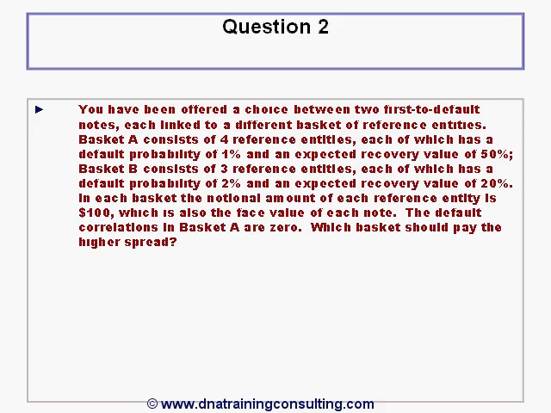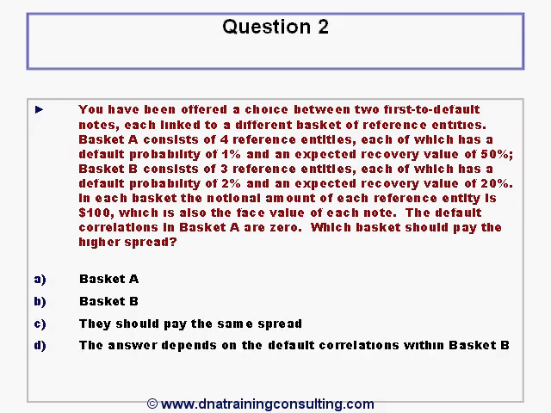In each basket, the notional amount of each reference entity is $100, which is also the face value of each note offered to you. You know that the default correlations in basket A are 0. Which basket should pay the highest spread? Here are the 4 possible answers.